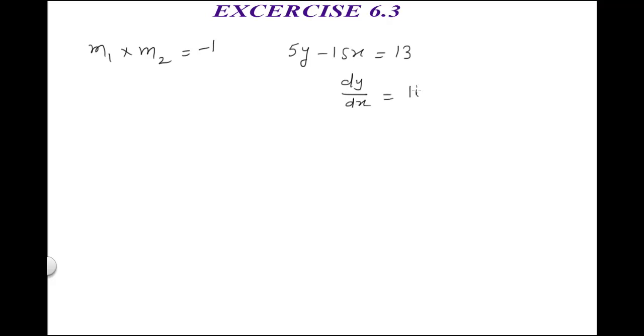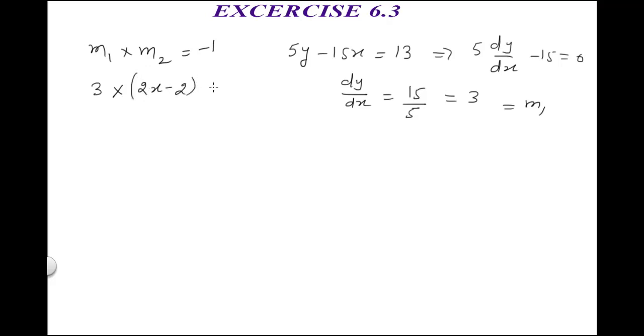dy by dx equals 15 divided by 5, because when we differentiate it we get 5 dy by dx minus 15 equals 0. Hence the slope will be 3, which is m1. Putting this here, 3 into m2, the slope of tangent that we calculated in the first part as 2x minus 2, equals minus 1. Solving it, we will get 6x minus 6 plus 1 equals 0, 6x minus 5 equals 0, and x will be equal to 5 divided by 6.